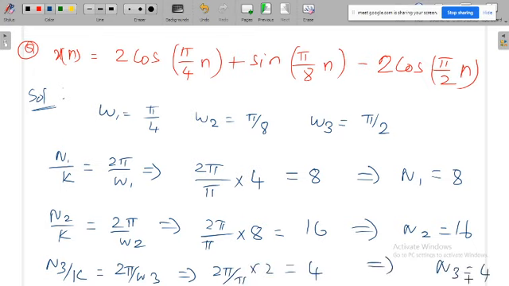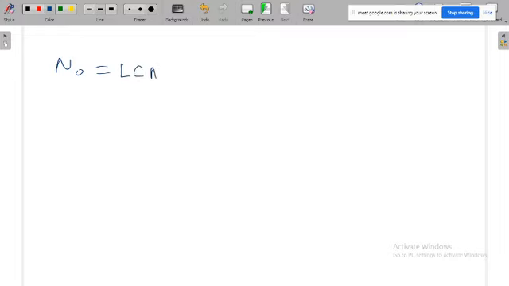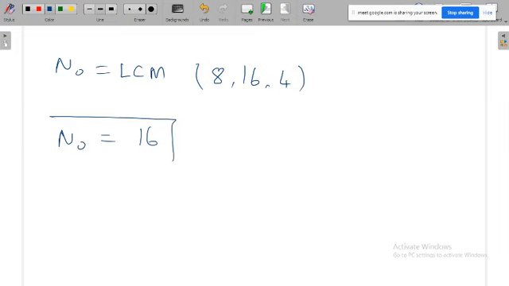Now 8, 16 and 4, what is the LCM? n naught is equal to the LCM of 8, 16 and 4. What is the time period of this signal? The LCM is 16. So n naught is equal to 16. You can also try the other method, the HCF method. Again, the answer will be the same.